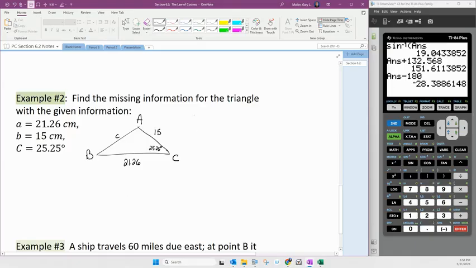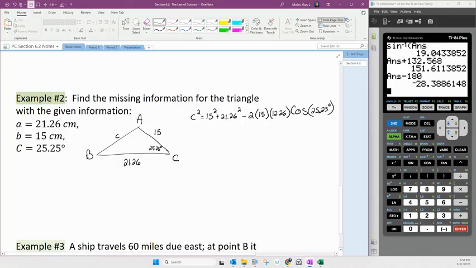So this should simply be c squared equals the other two sides, 15 squared, plus 21.26 squared, minus 2 times those two sides, A and B. So again, it doesn't really even matter which one's which. We just multiply. So it's A squared plus B squared minus 2AB cosine of the angle opposite the side C, 25.25 degrees.